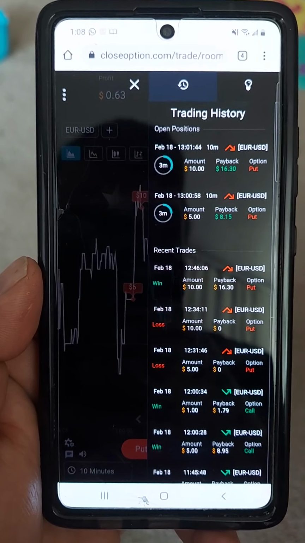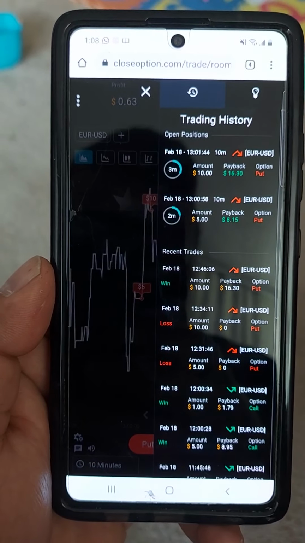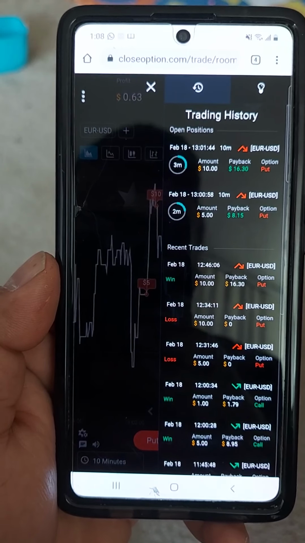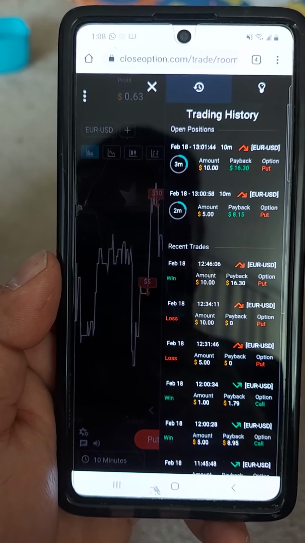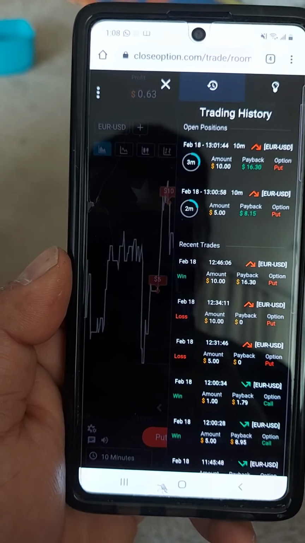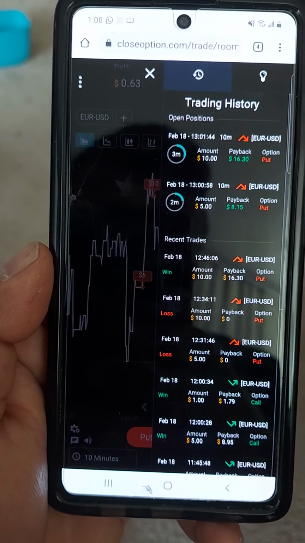The second position has 3 more minutes to go, and you can tell the clock. I'm making this live, so you can see the clock in the left corner. We started this trade around 101, so it was a good one.